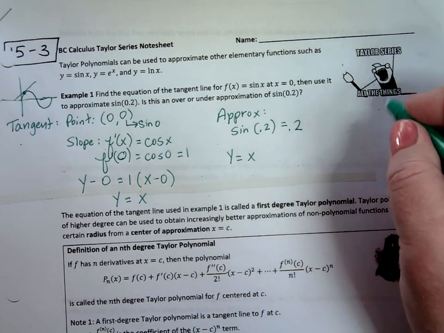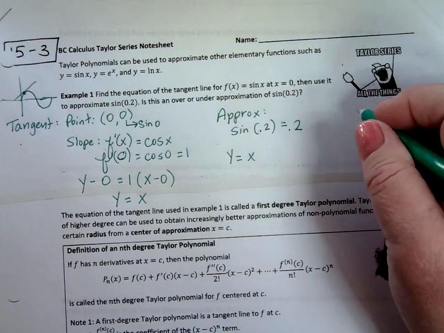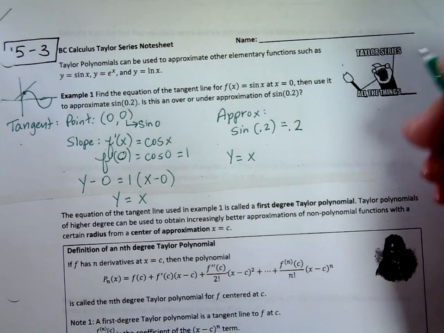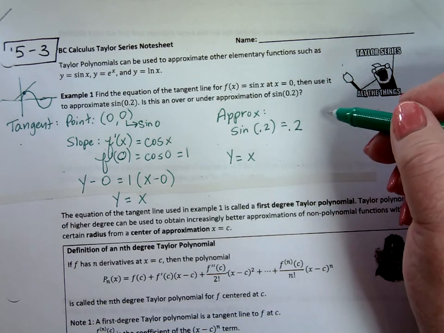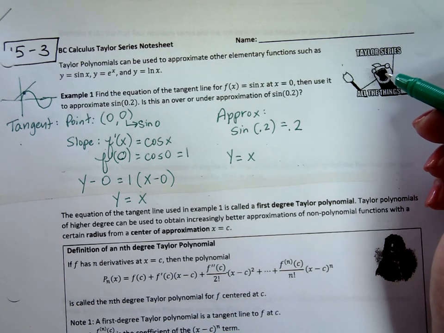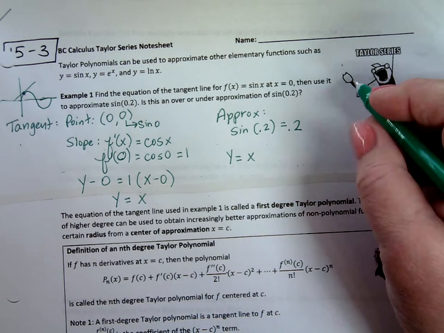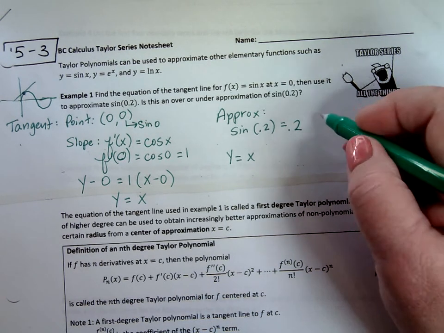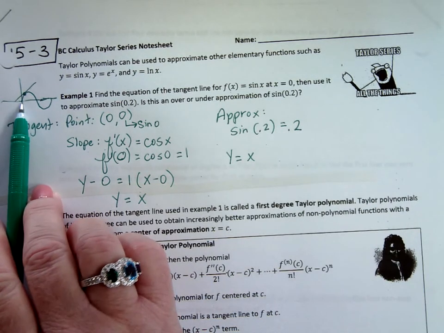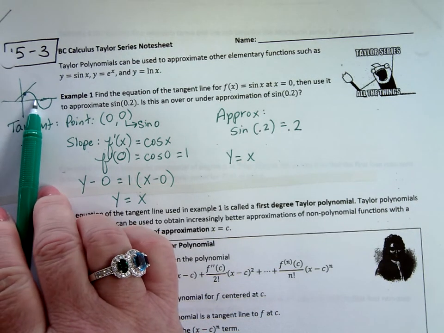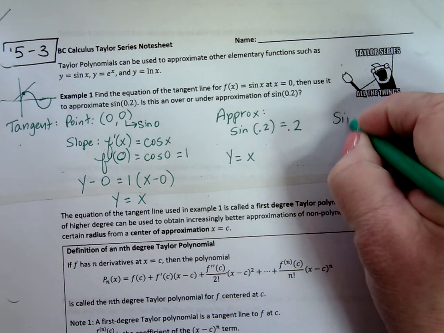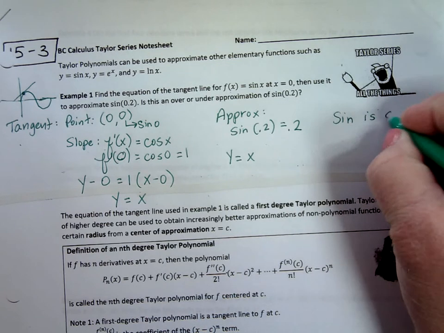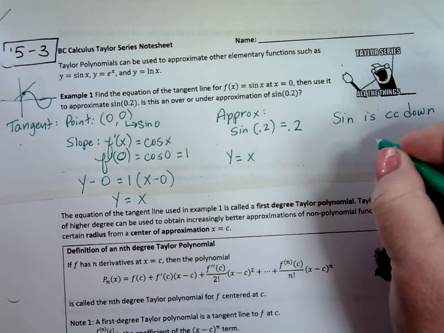Okay, so the last part, is it an overestimate or an underestimate? In this case, there are a few things you could do. You could find the second derivative and see if it's positive or negative. Positive would be concave up, negative would be concave down. That would be one approach to this question. But because we know what the sine graph looks like, at 0.2, is that graph concave up or concave down in that location? We can see it's concave down. So sine is concave down at x equals 0.2.